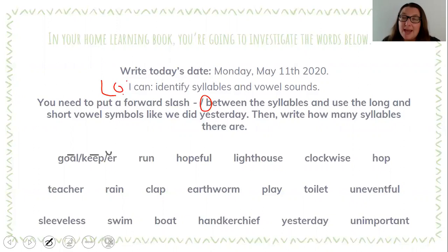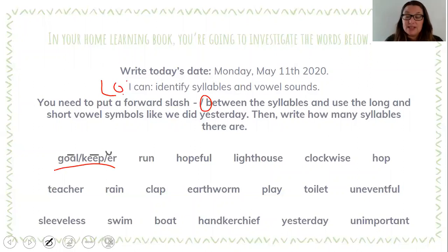Okay, so it might be best to even just try to start with a level 2, to be on the safe side. That's my advice. Anyway, what do you have to do? Well, I've done one for you, which is why you don't have to do it again. So the first word is goalkeeper, okay?